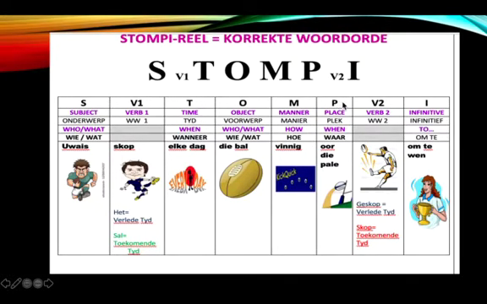Then we have P, which is place. In Afrikaans sê ons plek. Where, sorry, not when, it's supposed to be where something happens.